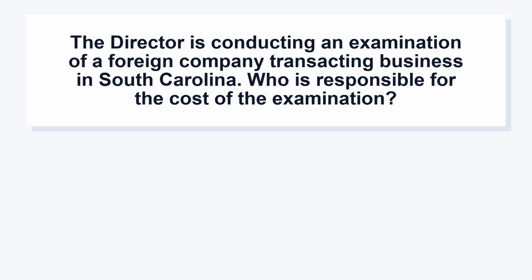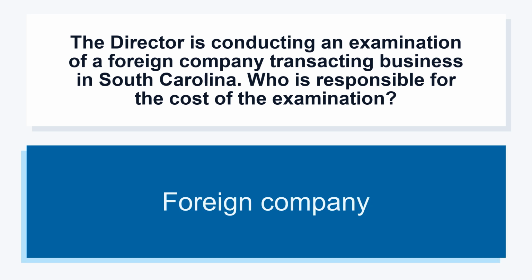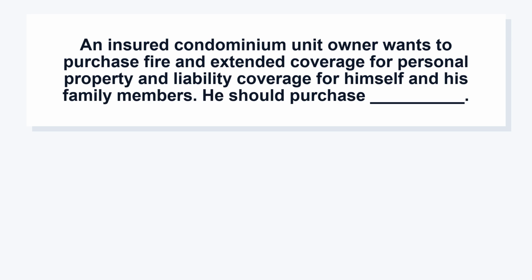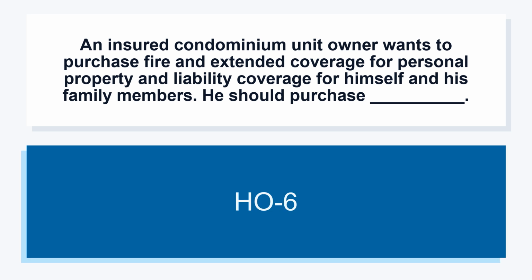The director is conducting an examination of a foreign company transacting business in South Carolina. Who is responsible for the cost of the examination? Foreign company. An insured condominium unit owner wants to purchase fire and extended coverage for personal property and liability coverage for himself and his family members. He should purchase HO 6.